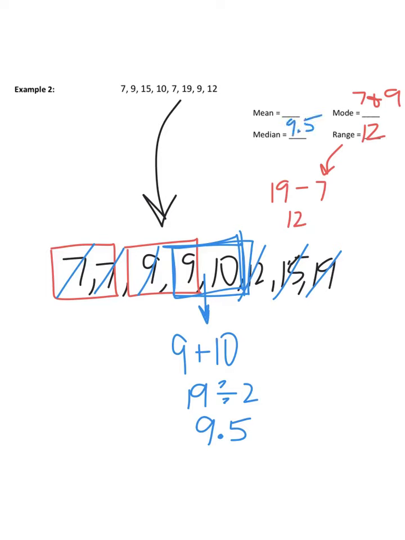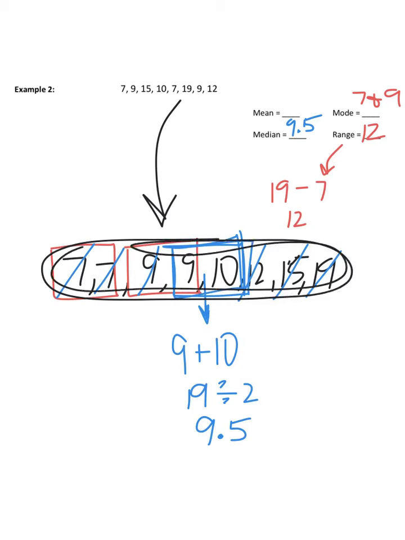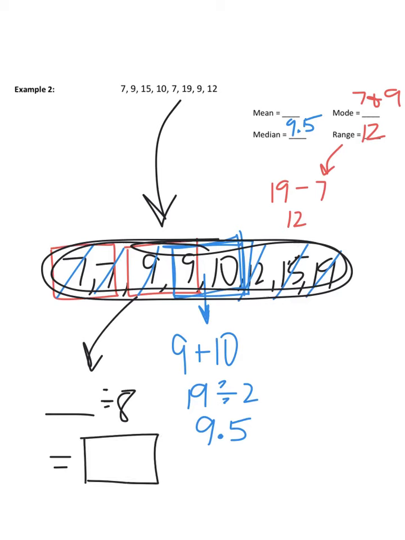And then finally, the last part, I always save the mean for last because it is mean and it takes the longest. So we're going to take all of our numbers and add them together to get a sum. And then we're going to divide that by how many numbers we have, which is 1, 2, 3, 4, 5, 6, 7, 8. And that would get us our final mean. So when we add all these numbers up, we get a total of 88. When we divide 88 by 8, we get a mean of 11.